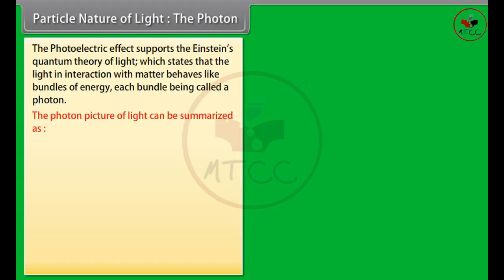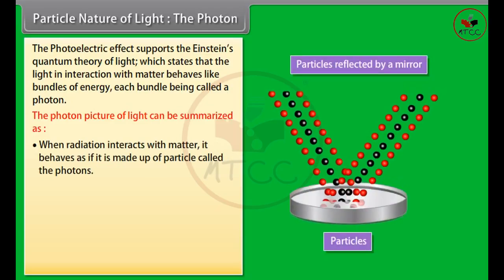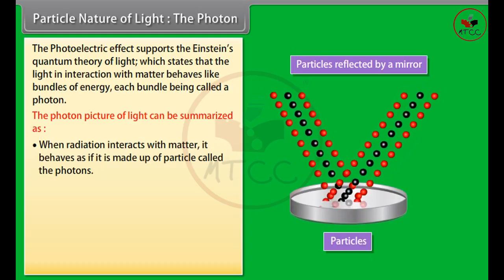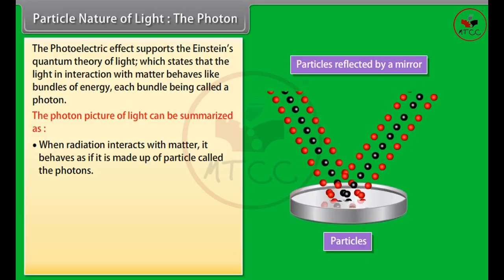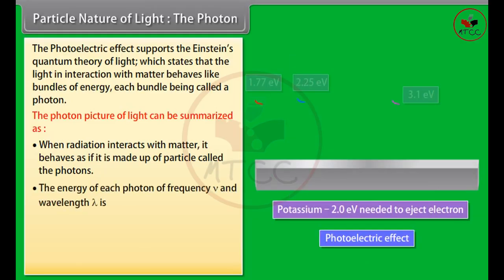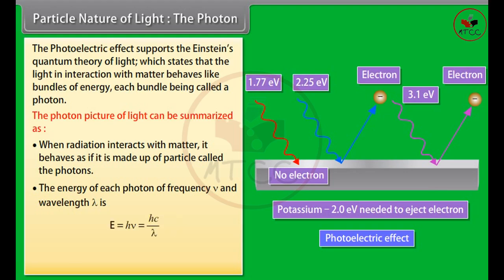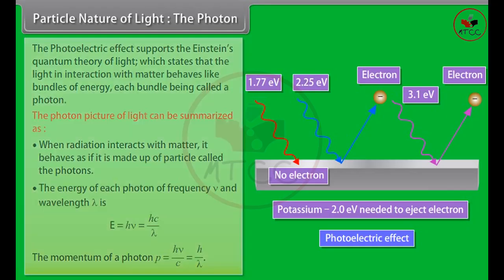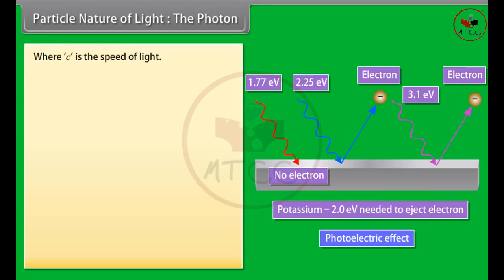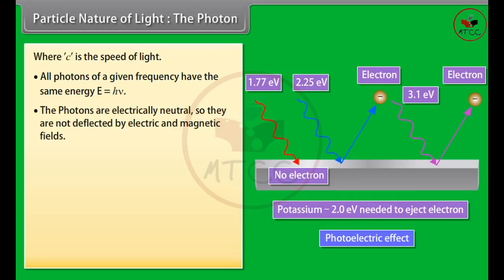The photon picture of light can be summarized as: when radiation interacts with matter, it behaves as if it is made up of particles called photons. The energy of each photon of frequency ν and wavelength lambda is E as hν, which is equal to hc by lambda. The momentum of a photon p is equal to hν by c, which equals h by lambda, where c is the speed of light. All photons of a given frequency have the same energy E, which is equal to hν. The photons are electrically neutral, so they are not deflected by electric and magnetic fields.